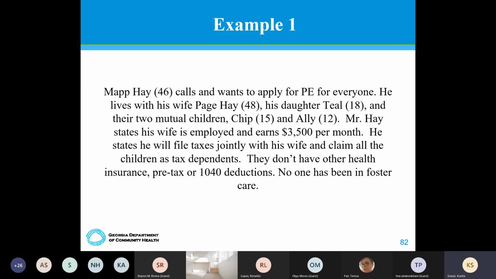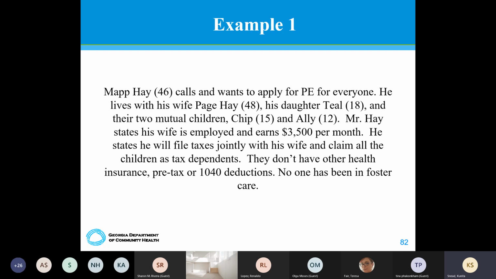So we have Map Hay, who's 46. He calls and wants to apply for PE for everyone. He lives with his wife, Paige Hay, who's 48, his daughter, Hill, 18, and their 2 mutual children, Chip, 15, and Allie, 12. Mr. Hay states his wife is employed and earns $3,500 per month. He states he will file taxes jointly with his wife and claim all the children as tax dependents. They don't have other health insurance, pre-tax, or 1040 deductions. No one has been in foster care.